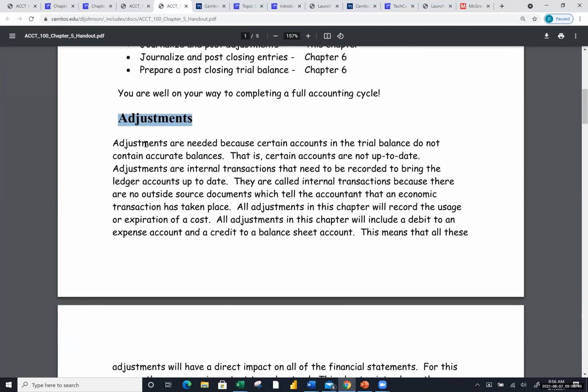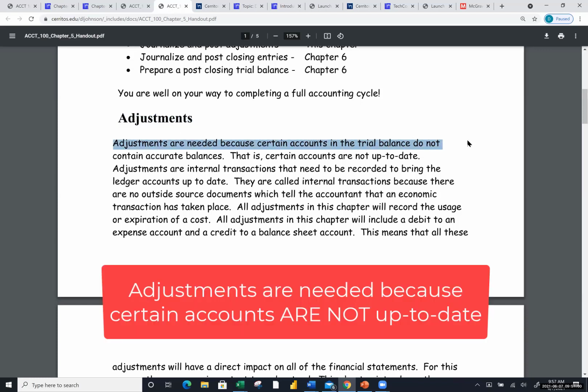Some of you have asked me about this already, and you were astute enough students to ask questions on why certain things were done in the previous chapters, specifically with respect to supplies. I had a lot of questions on that. So let's read. Adjustments are needed because certain accounts in the trial balance do not contain accurate balances.